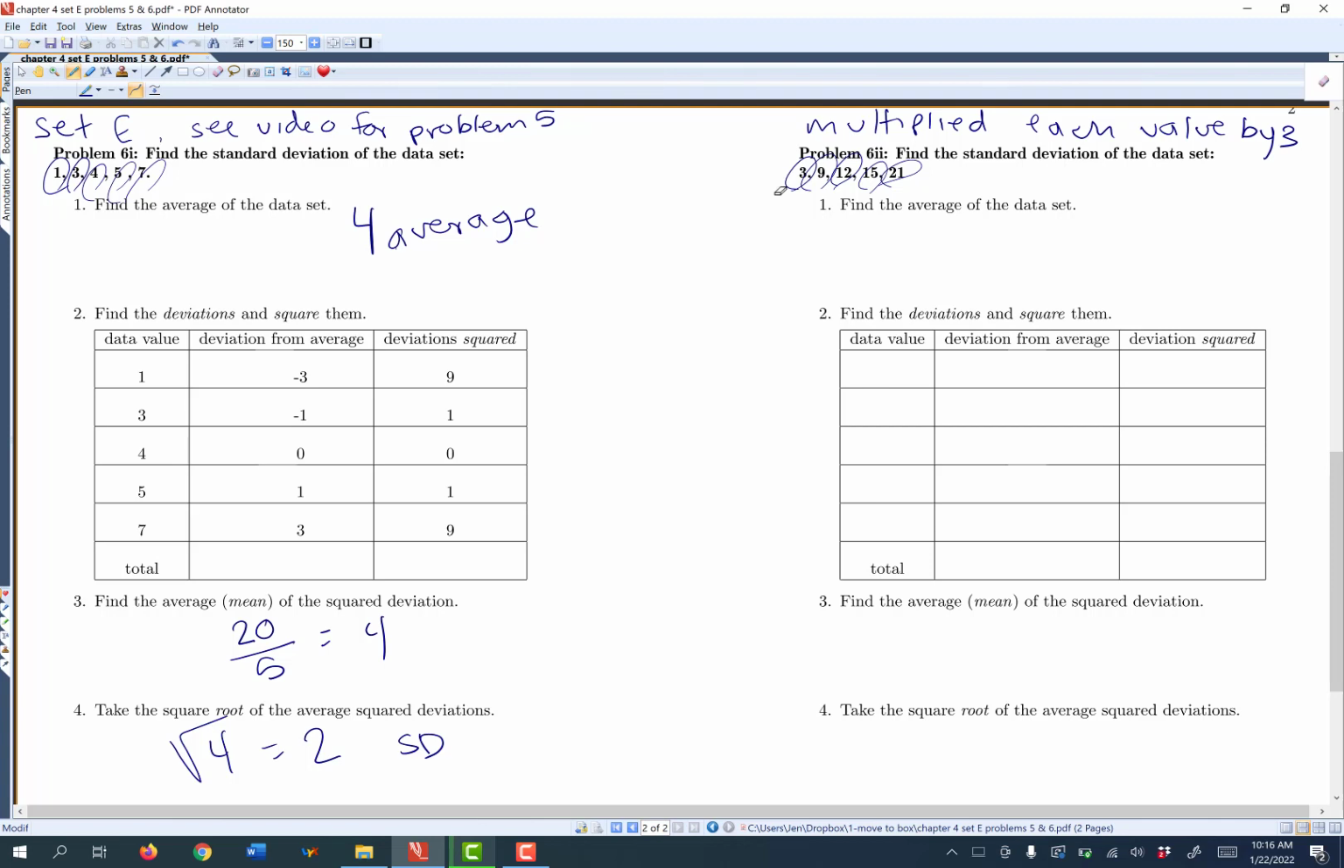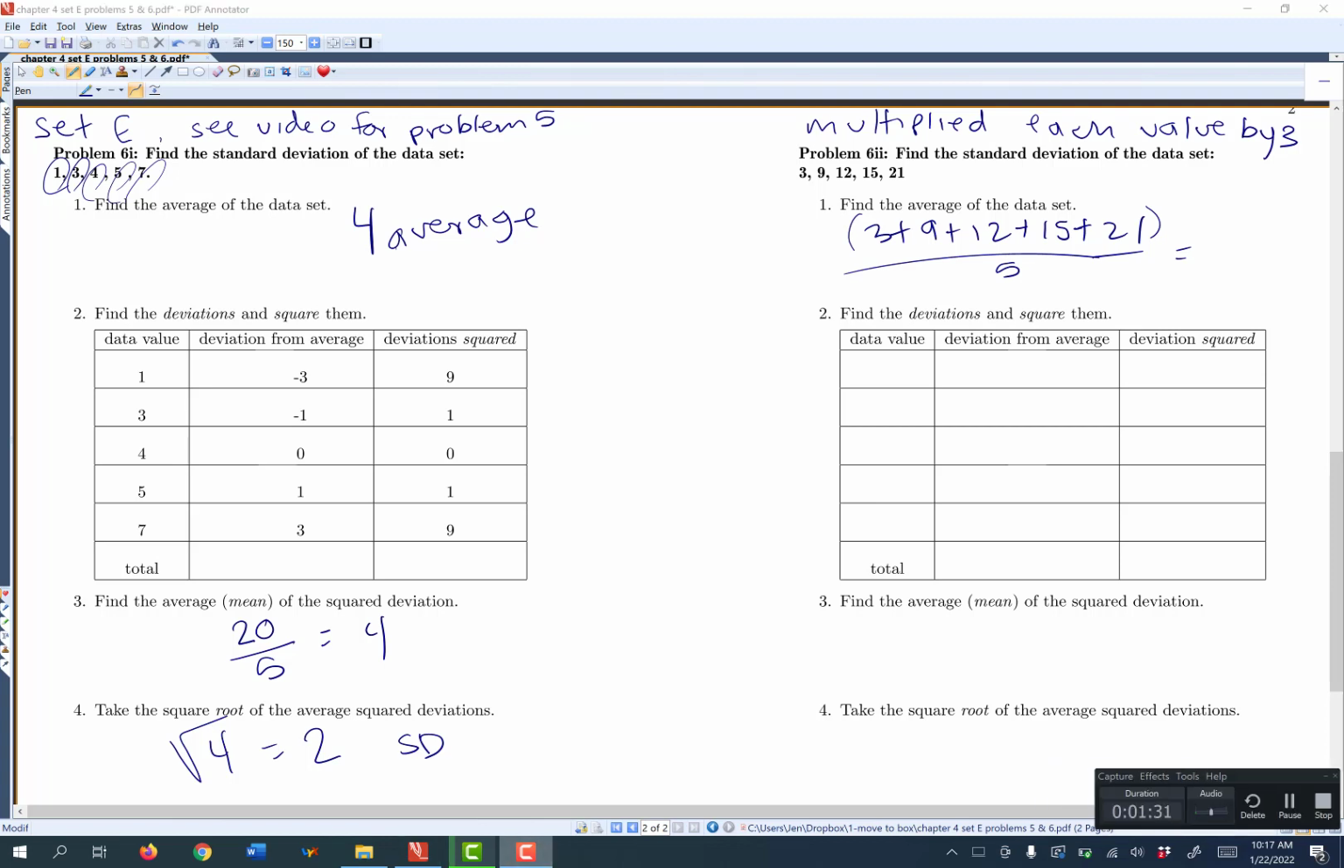So first, find the average of this data set. So we add up our numbers, 3 plus 9 plus 12 plus 15 plus 21, and divide by how many there are, 5. Now remember, when you put it in your calculator, to either put parentheses around the top or to do the top in a separate step. So that should give me 60 divided by 5, which should give me 12. Notice, what's the difference in our average? From 4 to 12, we just multiplied by 3. Hey, that's what we did to our data list.